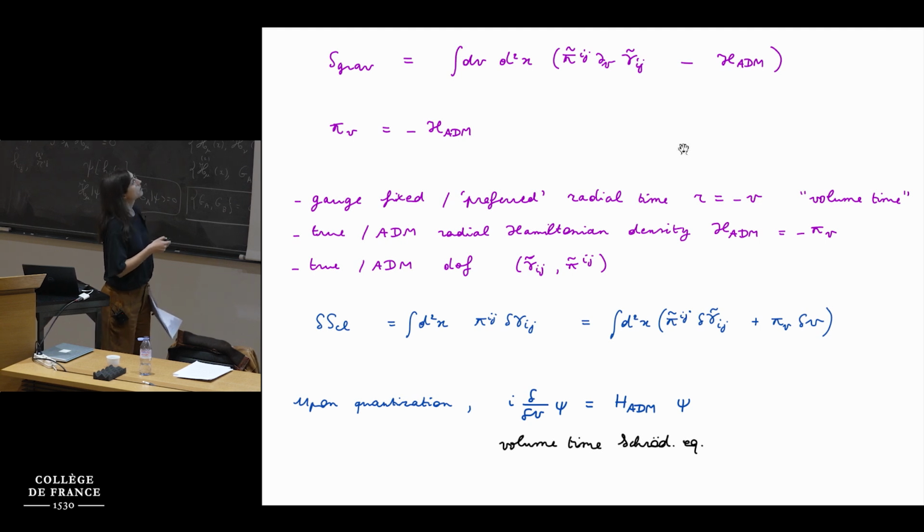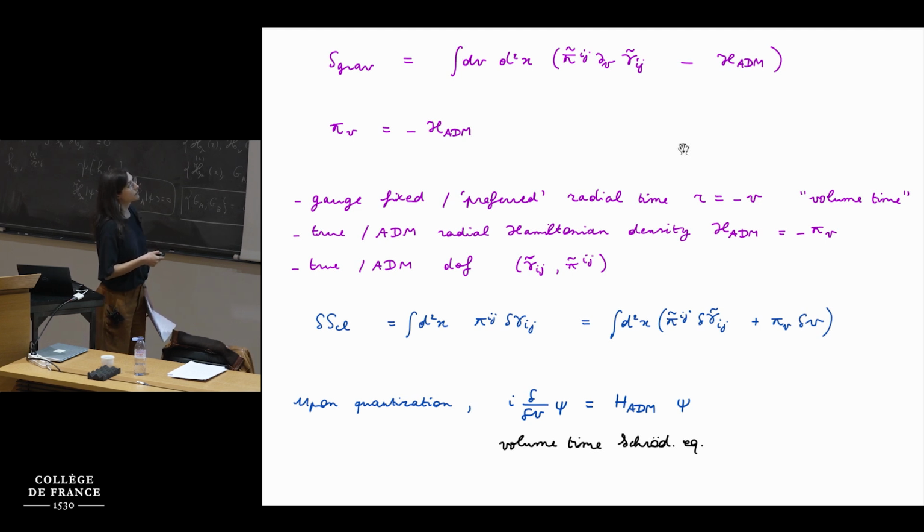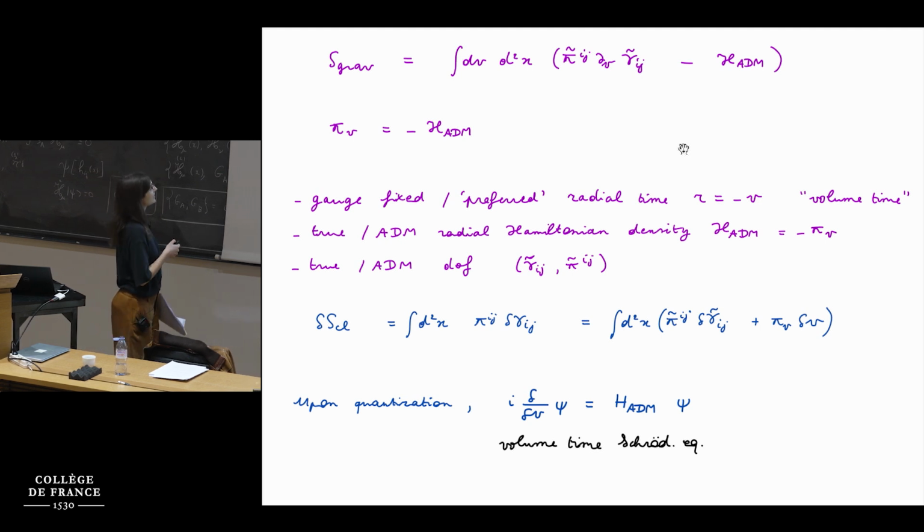Okay, this is just to repeat the deparametrized form of the action that we find, which involves identifying a preferred radial time, or volume time in this case, with an associated physical radial Hamiltonian density, which is this York time, and associated physical degrees of freedom, which are the gamma tilde and pi tilde. So physical or true or ADM all refer to the same thing.